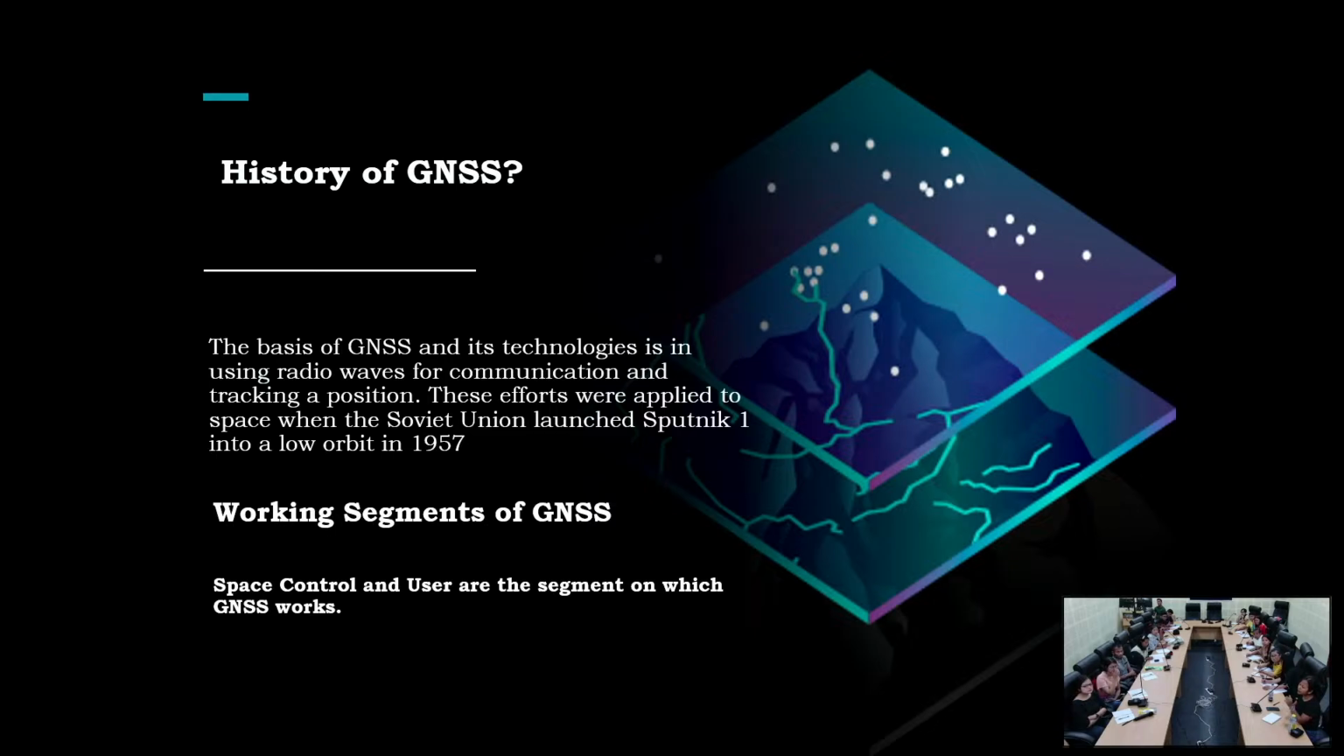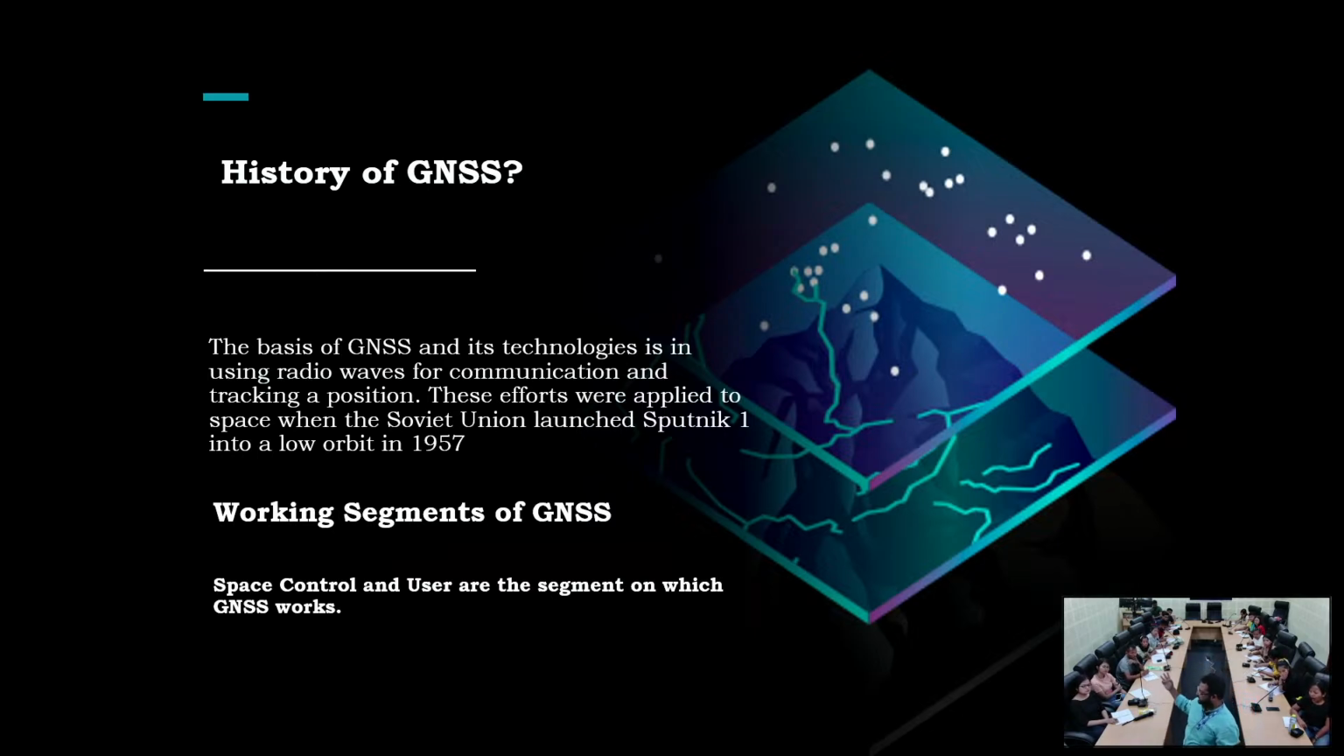So I will not give you a long history of GNSS. Basically, its first satellite, Sputnik 1, was launched by Russia in 1957, but the Russian navigational satellite system was not as popular as GPS, because GPS started operating very early and it was popularized.